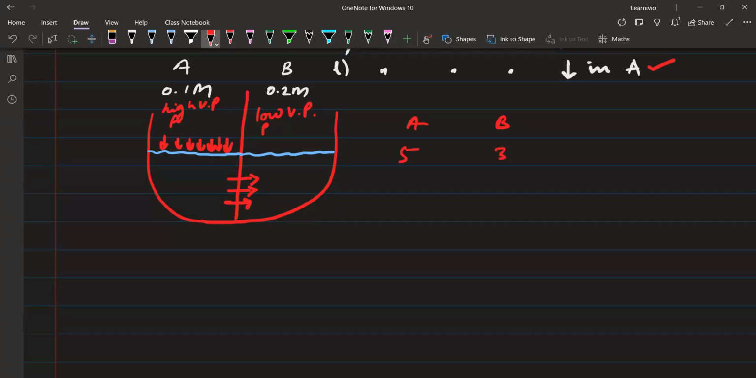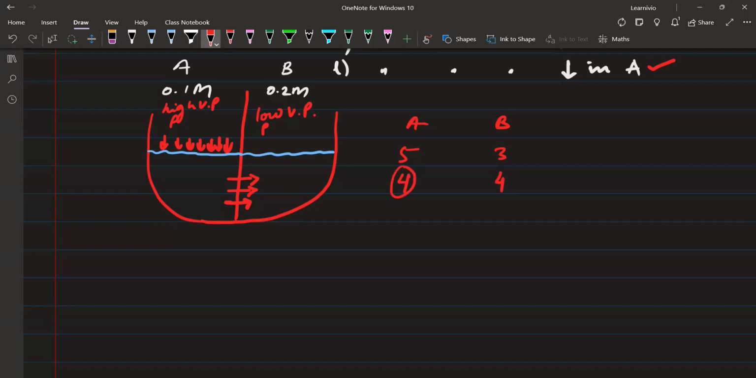ठीक है, तो जब solute water molecules will move from A to B, then यहाँ पे धीरे धीरे प्रेशर बढ़ने लगेगा because we are now going to have more solvent molecules. If we have more solvent molecules, the vapor pressure will be high. तो ये 4 से ये घट के क्या हो जाएगा, 5 से घट के 4 हो जाएगा. It will decrease from 5 to 4 and this will increase from 3 to 4.